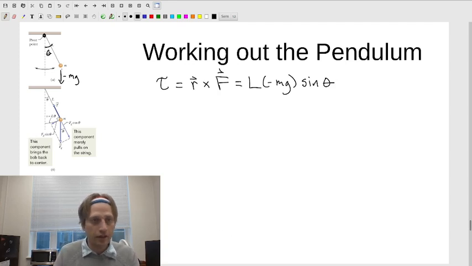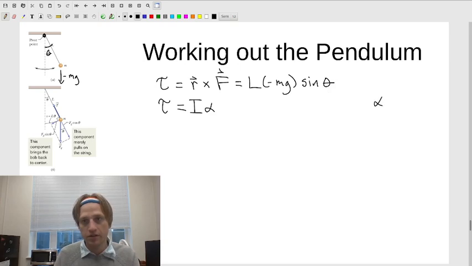Okay, and that theta is the angle between the vector pointing from the axis of rotation to the particle and the force. Now, our second one is that torques cause angular acceleration.